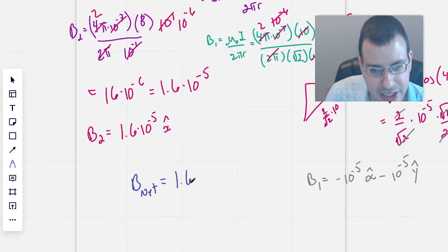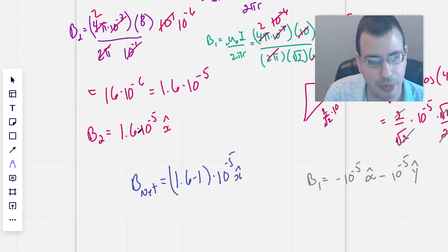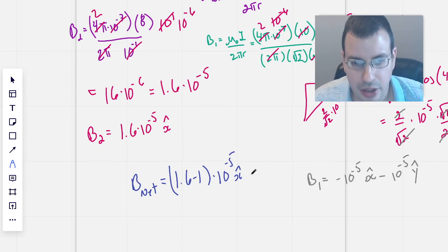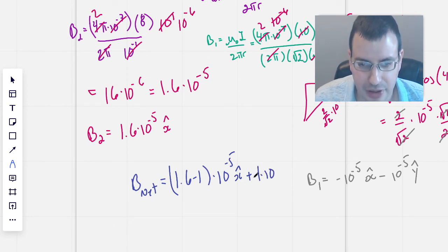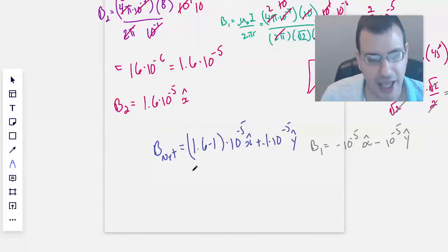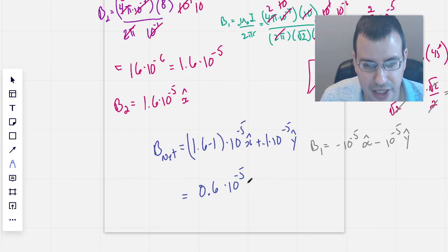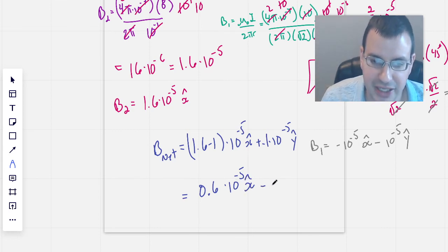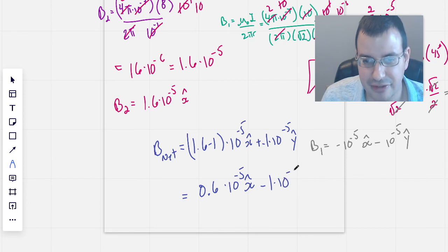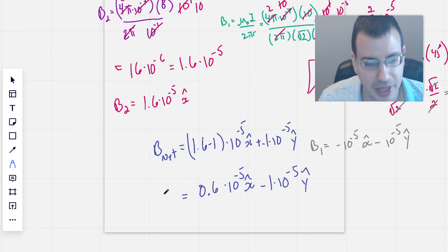So we're going to have 1.6 minus 1 times 10 to the negative 5th in the x direction. So 1.6 plus negative 1 times 10 to the negative 5th plus negative 1 times 10 to the negative 5th in the y direction. And so then we're going to have 0.6 times 10 to the negative 5th in the x direction minus 1 times 10 to the negative 5th in the y direction. Yep, and that's going to be our B net.